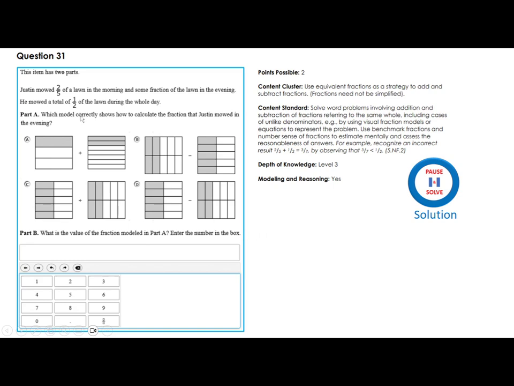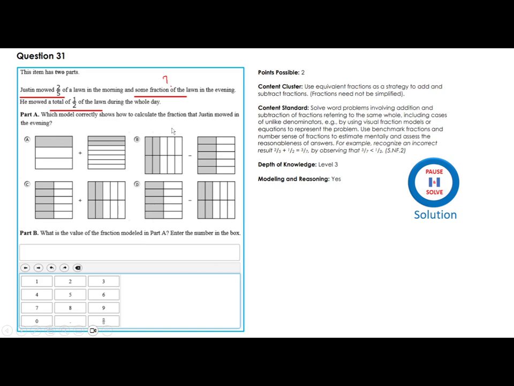This item has 2 parts. Justin mowed 2/5 of a lawn in the morning, and some fraction, unknown, we don't know what that is, of the lawn in the evening. He mowed a total of 1/2 of the lawn during the whole day. Part A, which model correctly shows how to calculate the fraction that Justin mowed in the evening? The unknown.